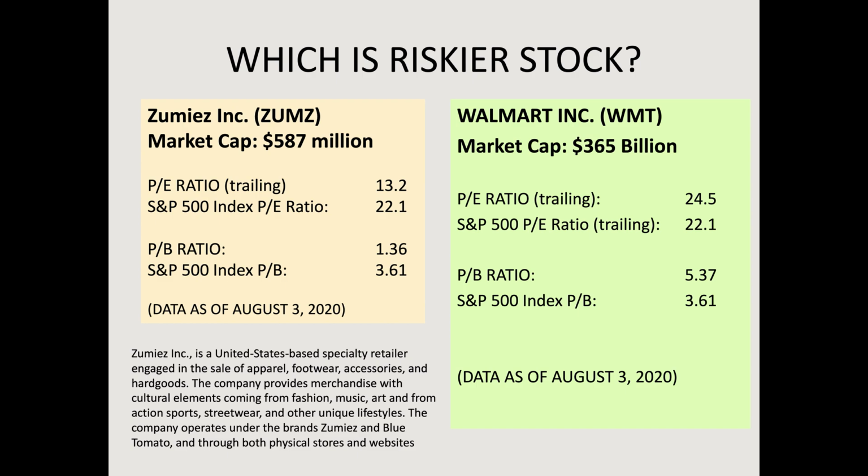All right. We also look at price book ratios. The book value of a company is basically the accounting value of its assets after depreciation is taken into account. Investors are willing to pay $5.37 for every dollar of book value of that company, but they're only willing to pay $1.36 for the price book ratio here. So we ask ourselves, which is the riskier stock? Well, investors aren't willing to pay that much for Zumiez. It must be riskier, all right? Which of these companies is likely to be here 20 years from now?